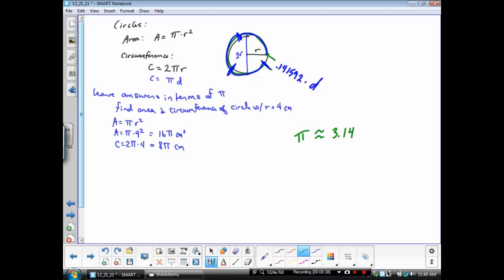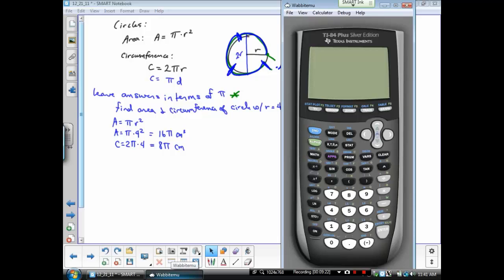Okay. Now, usually they'll say leave answers in terms of pi. That's the usual. Sometimes they'll say use pi approximately 3.14. As soon as you start using 3.14, you don't have exact answers anymore. You're rounding. And it's okay to do as long as you don't need super accuracy. And sometimes they'll say use pi approximately 22 sevenths. What is 22 sevenths when you use your calculator and divide?